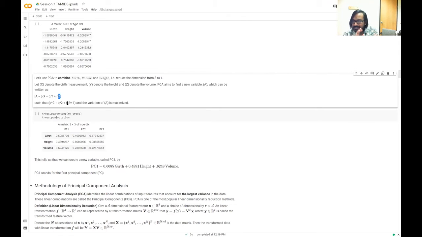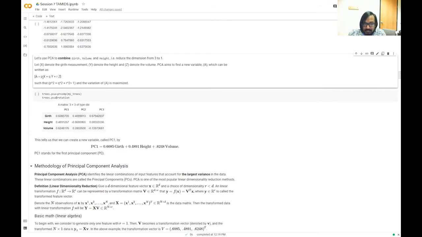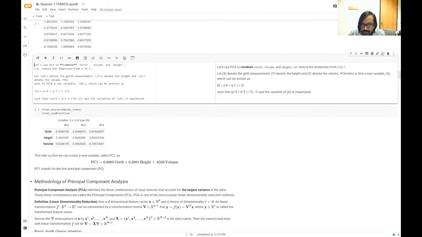In this case, p times x plus q times y plus r times z, this new variable, is called a linear combination of x, y, and z. Remember that for linear regression, we have y equal to ax plus constant. So the a times x, a is called a linear coefficient, right? Similarly, we have 3 features with linear coefficients p, q, and r, which satisfy some properties.